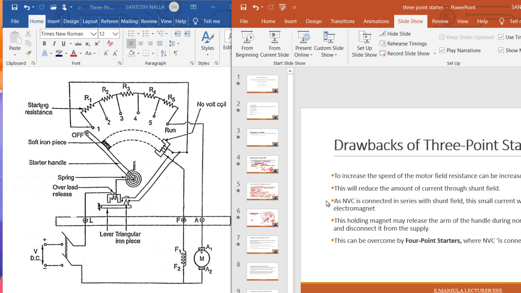This can be overcome by the 4-point starter, with the NVC connected in parallel to the field. So the disadvantages in the 3-point starter are overcome by using the 4-point starter. Hope you people understood about the 3-point starter. Thank you.